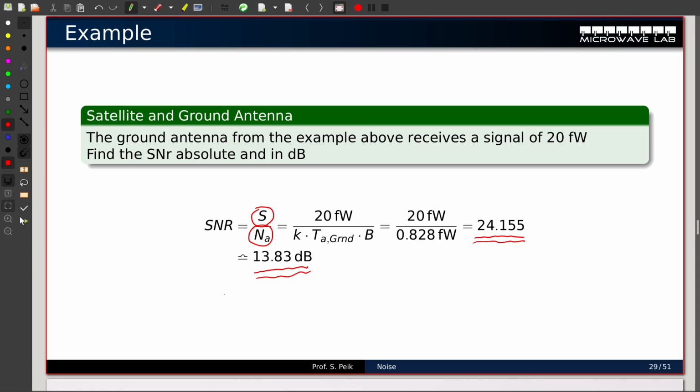So, okay. Try to do everything in dBms and then subtract. See what happens. You should get the same result.